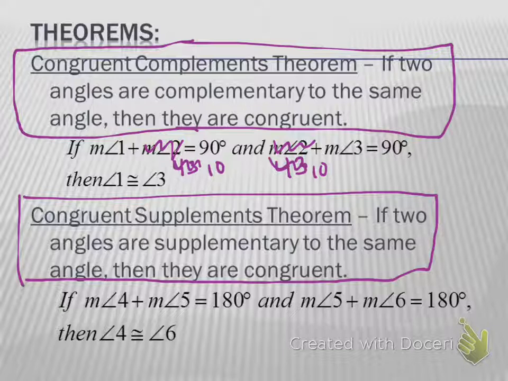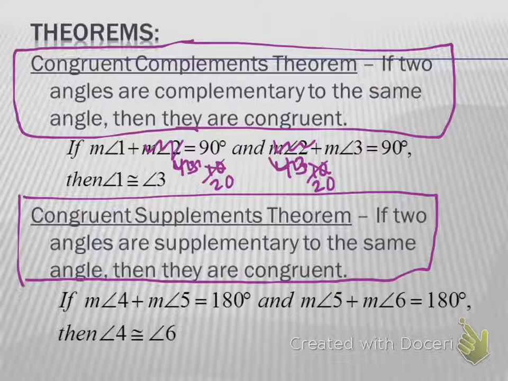20. What would you add to 10 to get 90? 80. So 1 and 3 would both have to be 80. Well, let's say that angle 2 was now 20. What would angle 1 and angle 3 both have to be? 70. Okay, so you can see that as you change the measure of angle 2, no matter what you make the measure of angle 2, angle 1 and angle 3 have to be congruent to each other.